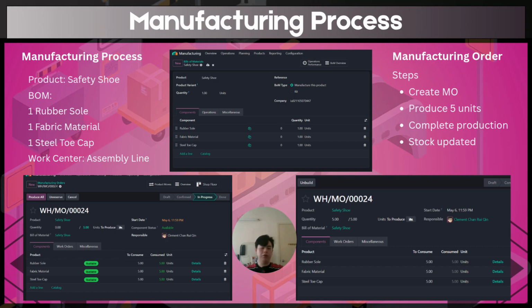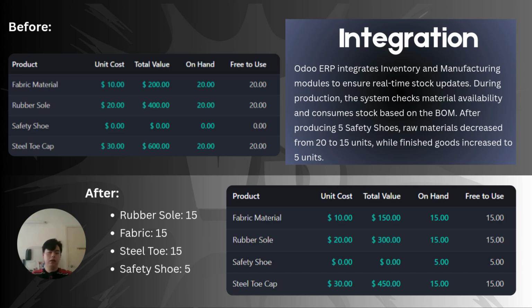Once completed, the order automatically deducted the required raw materials and added the finished products into inventory, demonstrating how production processes are efficiently automated. Next. The integration between inventory and manufacturing modules ensures seamless operations. When a manufacturing order is processed, Odoo checks the availability of raw materials and consumes them according to the BOM.